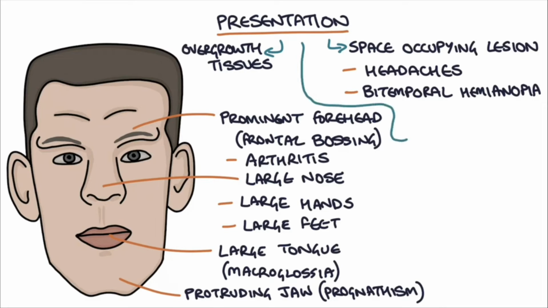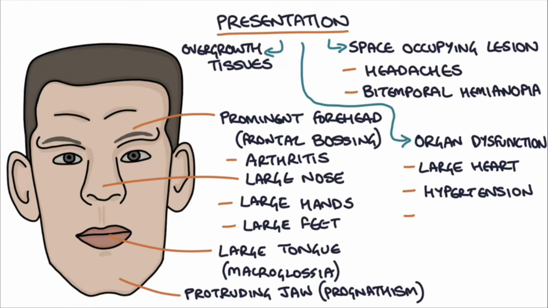Now, growth hormone can also cause organ dysfunction, because it causes growth of tissues outside of the muscles and the skeleton. So it can cause a hypertrophic heart, or very large heart that's not functioning properly. It can cause hypertension, type 2 diabetes, and it's also linked to colorectal cancer.